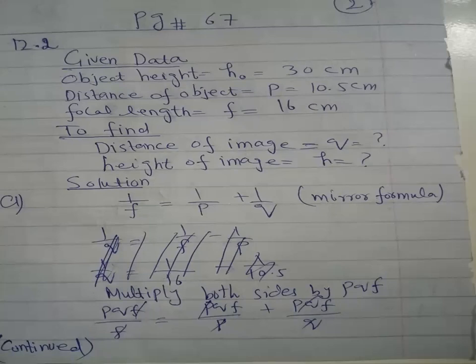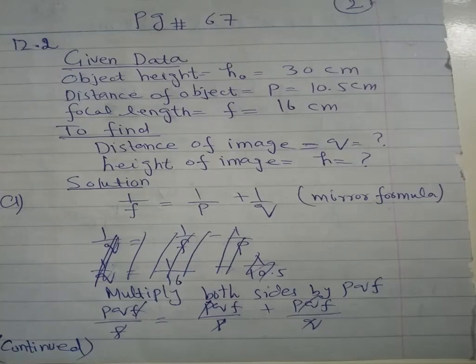An object 30 centimeter tall is located 10.5 centimeter from a concave mirror with a focal length of 16 centimeter. Where is the image located? How high is it? First, we need to find out where the image is located, and the B part is how high it is. These two things are required.